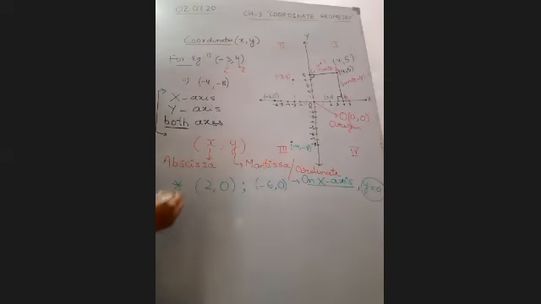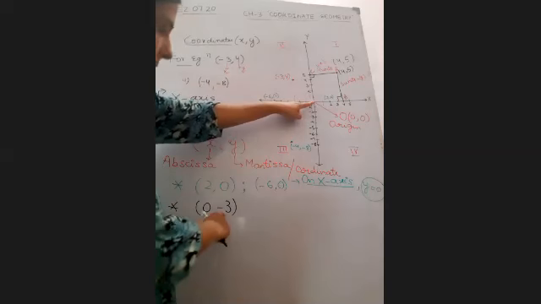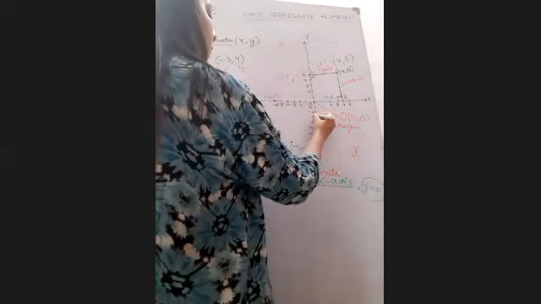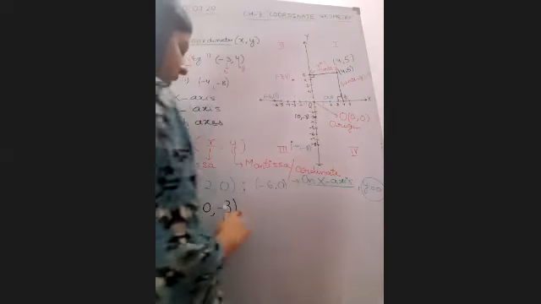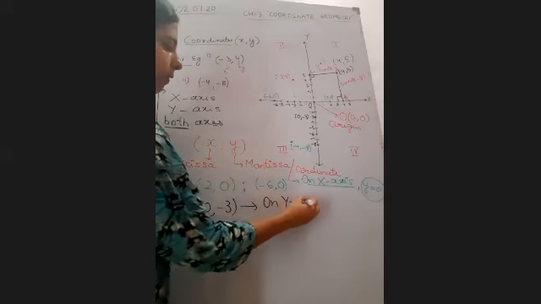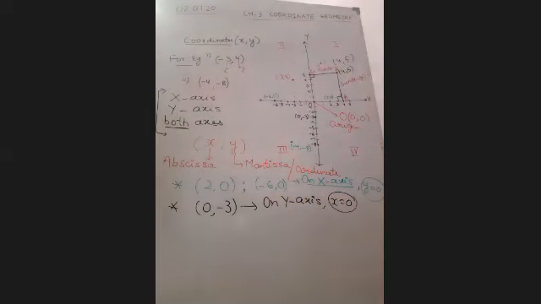Okay? Suppose now I take another point, let's say (0, -3). 0 means x-axis. Here it's the origin. And -3 is on the y-axis. So where is the point? Which axis? Y-axis. On the y-axis, x is equal to 0. ठीक है बेटा? Clear?